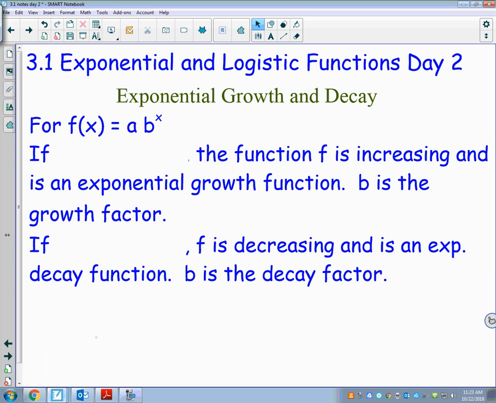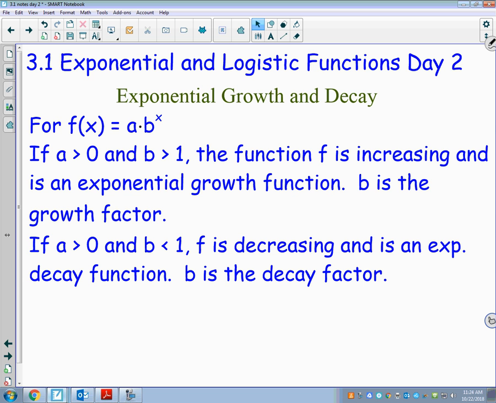Okay, so the second part of this section is just talking about growth and decay and modeling with exponential growth and decay. It says if you have a times b to the x, which is our go-to function for exponential functions, if a is greater than 0 and b is greater than 1, then the function is increasing and is exponential growth. B is the growth factor.